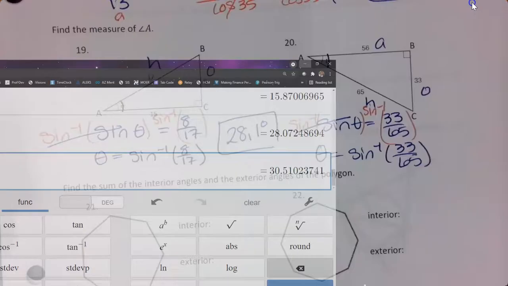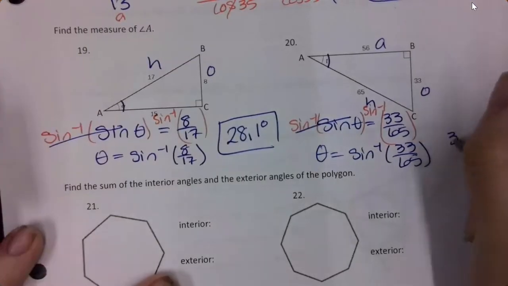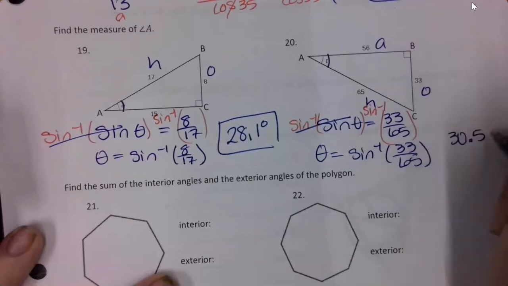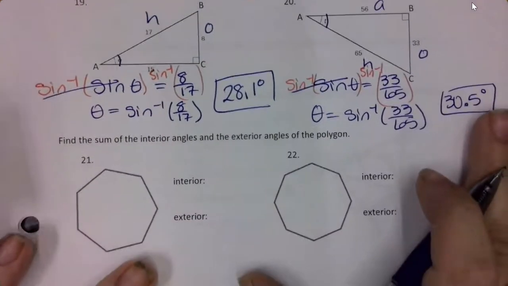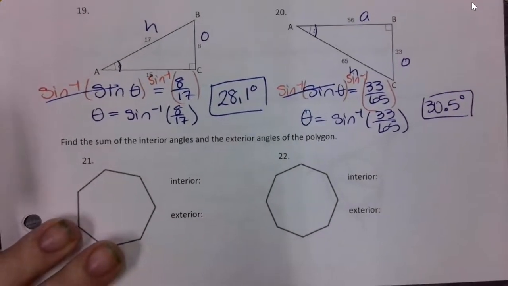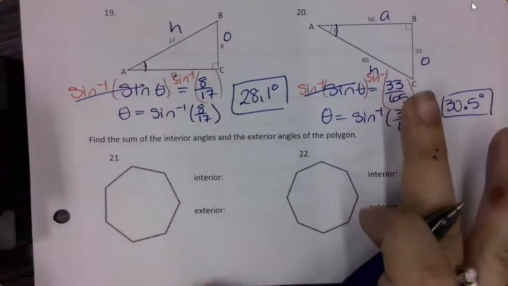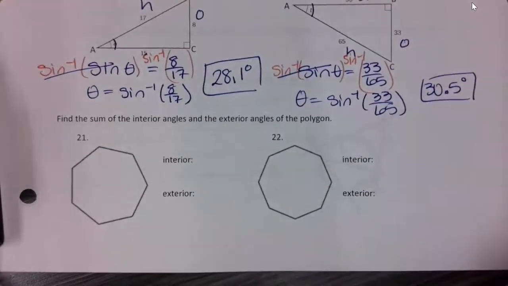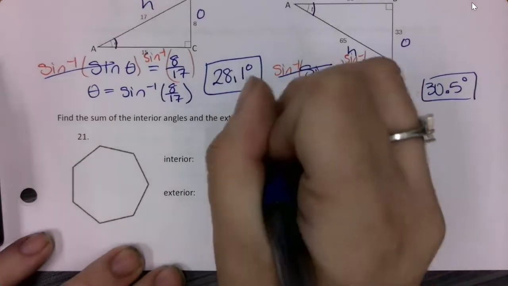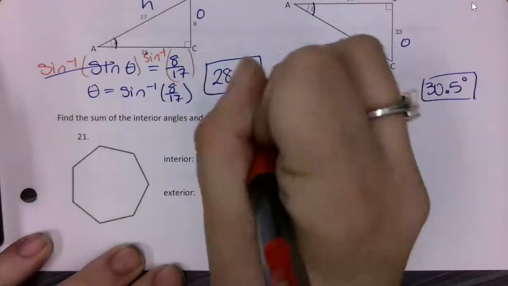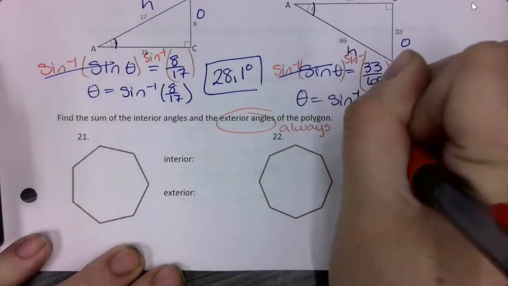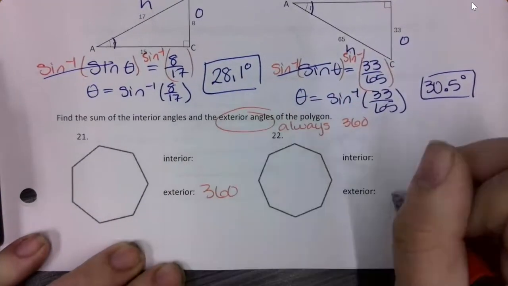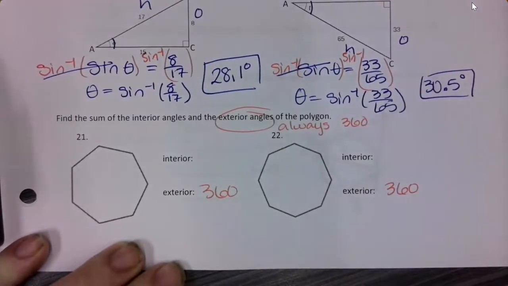Which gets me 30.5. Okay. Numbers 21 and 22 are asking me to find the sum of the interior and the exterior angles of the polygon. Exterior is always 360. So I can already tell that both of these, my exterior is going to be 360.